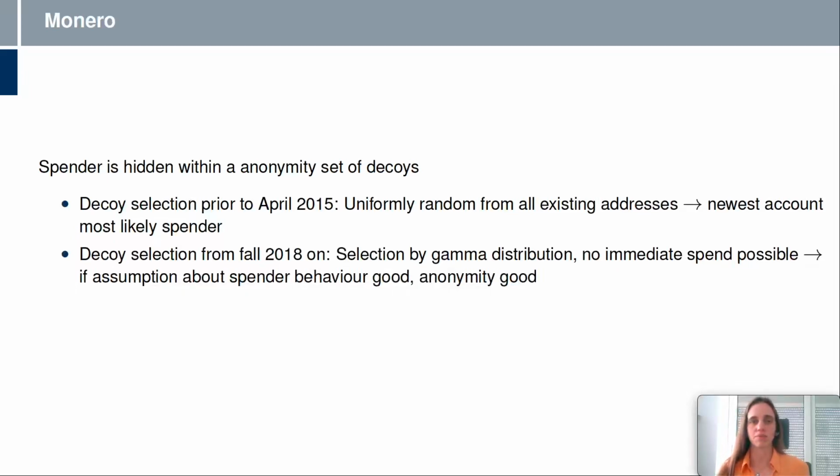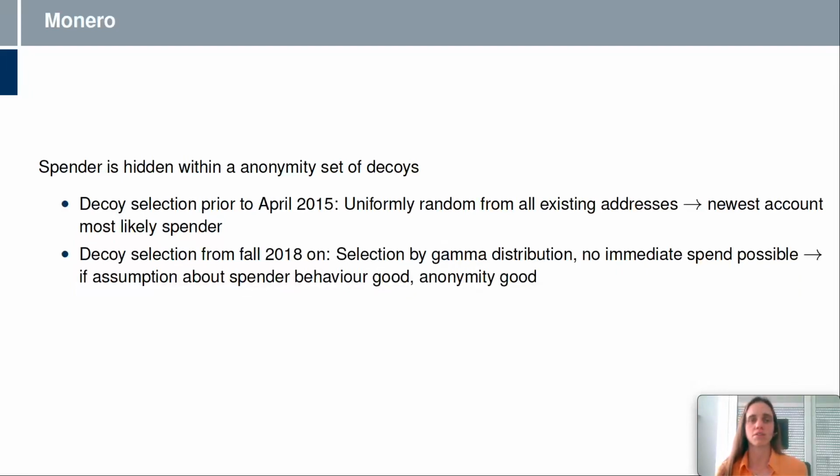How do they come up with the gamma distribution? There is a paper by Moser et al. where they analyzed Bitcoin data and also Monero data, which is older, where they could deduce some actual signers. And from that, they fitted a gamma distribution into that data.